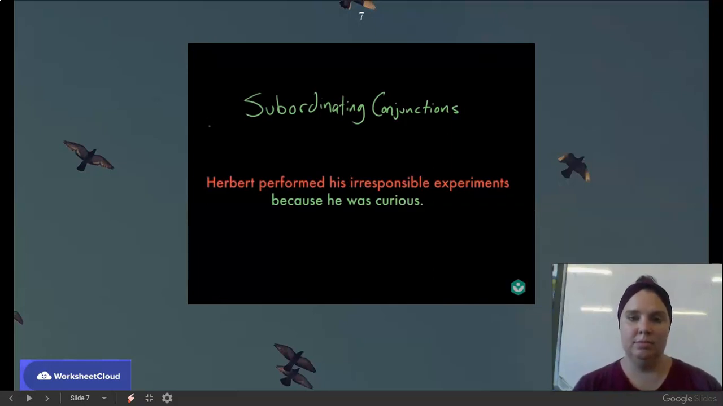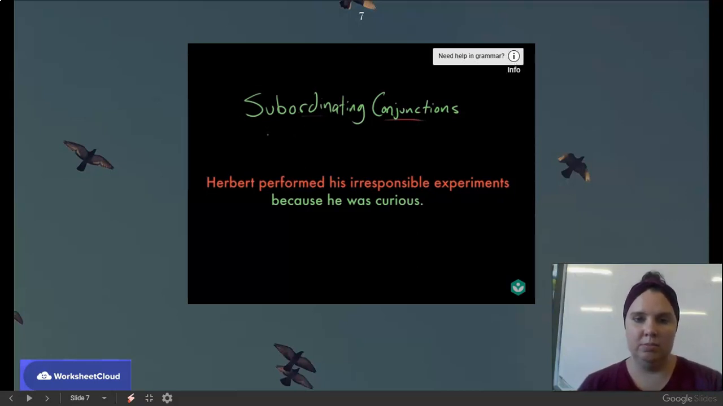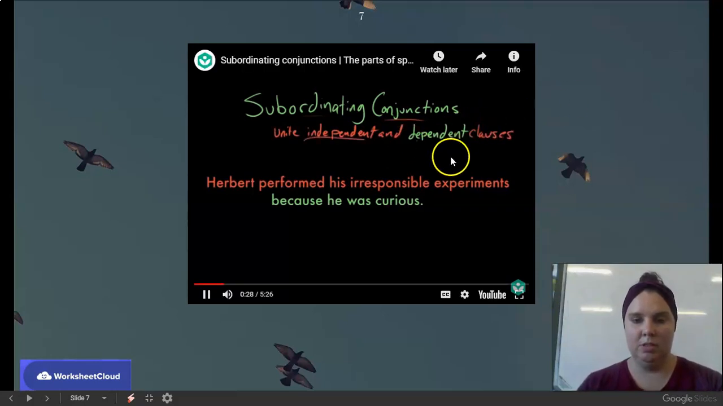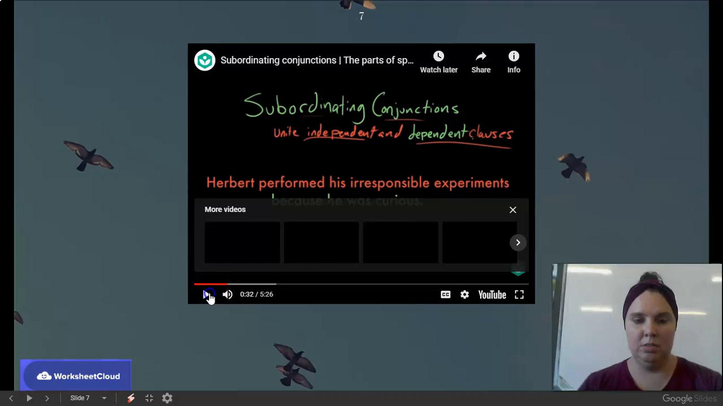Hey, grammarians. Today, let's start talking about subordinating conjunctions, words like although and after and because. Because this is a pretty complicated topic, because in order to understand subordinating conjunctions, you have to understand the difference between an independent and a dependent clause, because that's what subordinating conjunctions do, is they unite independent and dependent clauses. That's what subordinating conjunctions do.